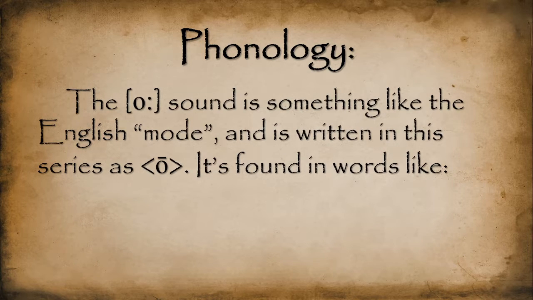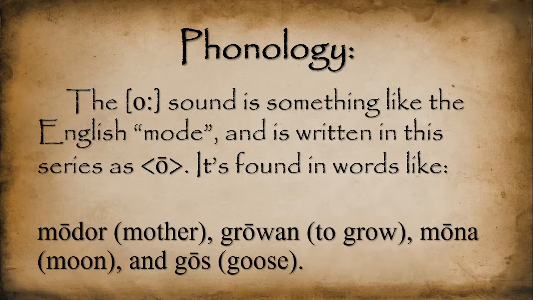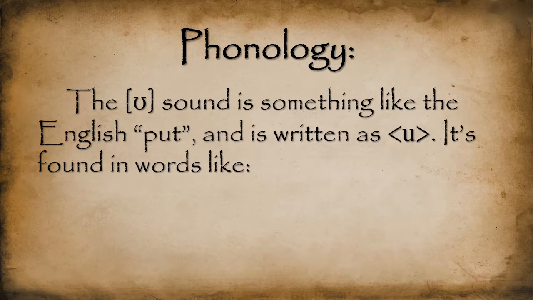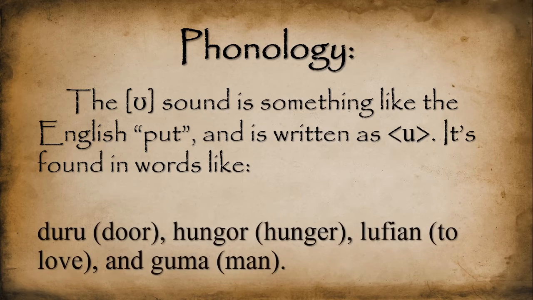The long O sound is like the English mode, and is written in this series as O with a macron. It's found in words like modar for mother, growon to grow, mona, moon, and gos, goose. The short U sound is like the English put and is written as simply U. It's found in words like dörre for door, hungar, hunger, lövjon to love, and gumma meaning man.